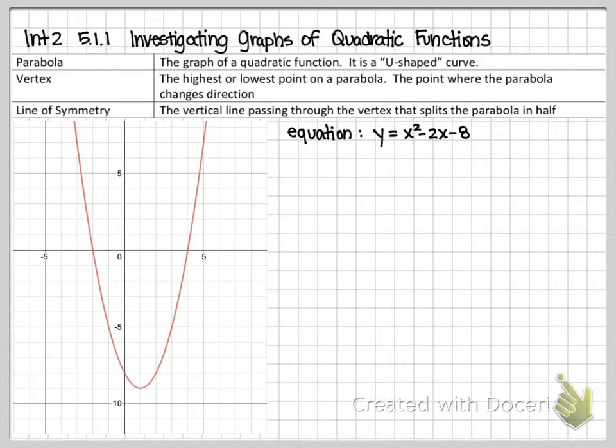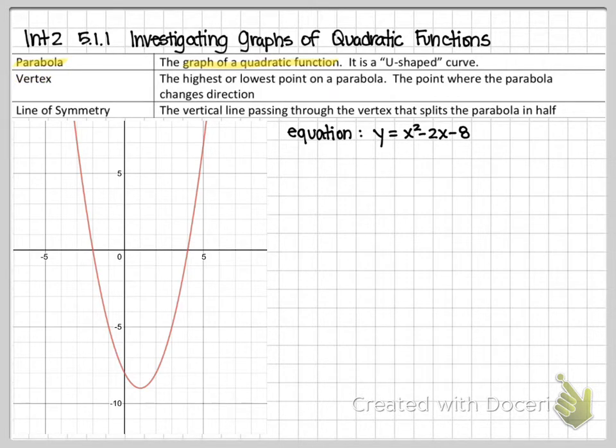So a couple vocabulary things. These are going to come directly from the notes. Whenever you're talking about the graph of a quadratic function, we call it a parabola. So it's going to be the graph of a quadratic function. It looks like a bump or a dip when you graph it, at least the ones that we're going to be dealing with.